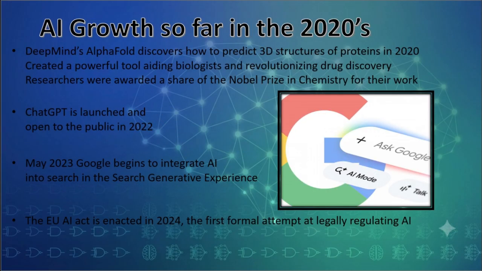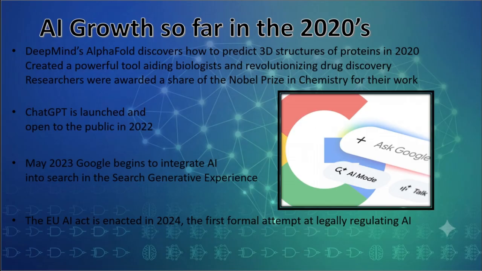Looking back at the last 6 years, AI has already come a long way. In 2020, Google DeepMind's AlphaFold was able to discover how to predict 3D structures of proteins. This revolutionary tool allows scientists to study and explore on a level they were never able to before, and is significantly useful in drug discovery and biology.